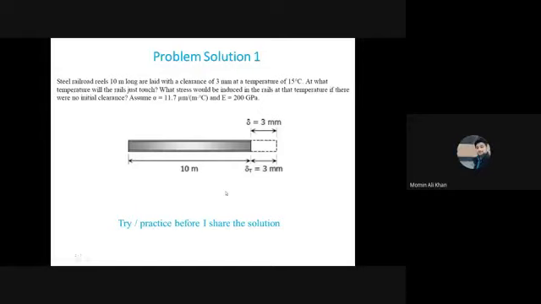Sir, will the change in temperature be 15 degrees Celsius? No. I have mentioned, and I repeat it a few times, that basically this is the initial temperature. This body, what you can see, has an initial length of 10 meter, which is the original length. And this body's initial temperature is 15 degree.